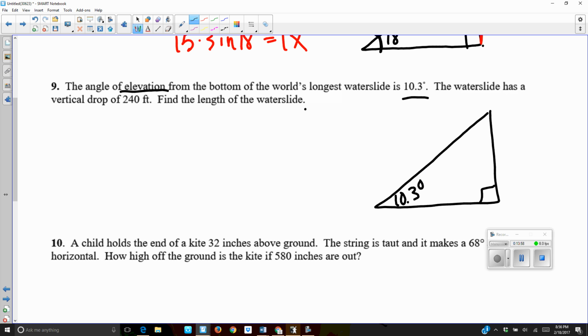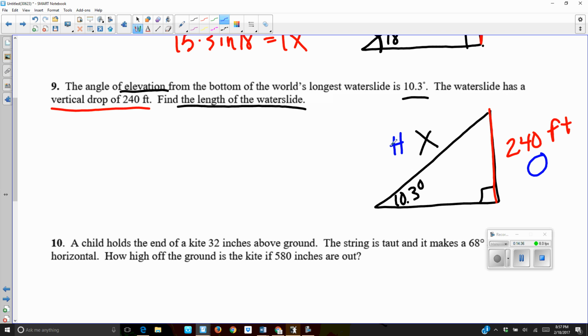The question says find the length of the water slide. So our water slide is not going to be the vertical. That's not a slide. Find the length of the water slide is going to be finding x. Of course, a water slide is the slanted distance. And then the only other number they give us in this problem is the vertical drop of 240 feet. So that should be a dead giveaway that 240 feet is going to be the vertical side of that right triangle. So really there's a setup just like the last problem, except this time we're trying to solve for the hypotenuse.